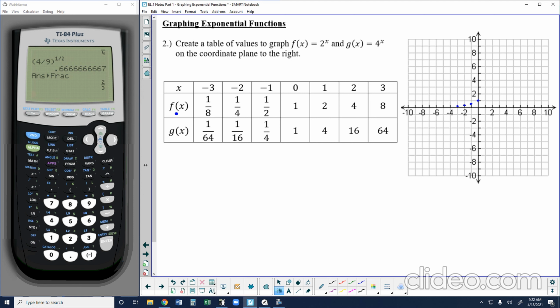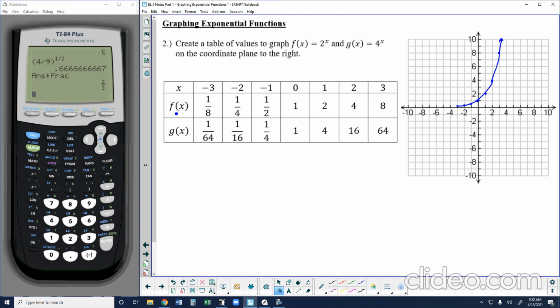0 is 1 for x. When x is 0, y is 1. Then I have 1, 2. Then I have 2, 4. And then I have 3, 8. So what we can see here is there's a path, kind of a curve that's starting to form. We can connect the dots, and we can see that this curve is going to start to grow. It's going to increase at a faster and faster rate, and the graph is going to look something like this.